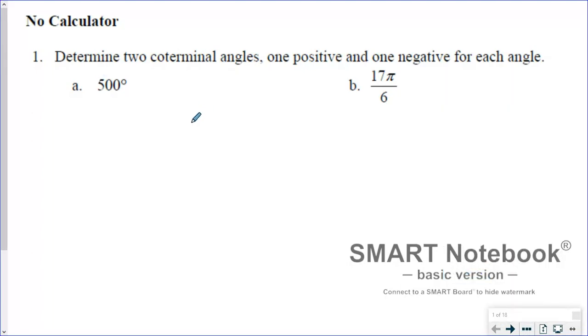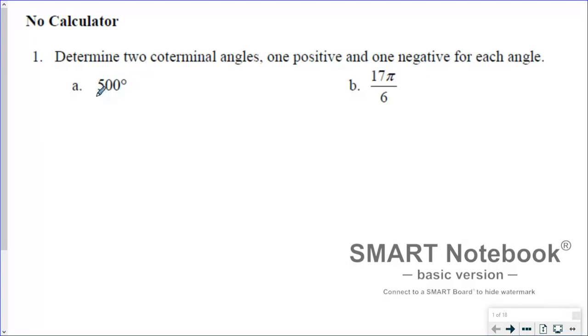All right, so number 1A, determine two coterminal angles, one positive and one negative. Remember for coterminal angles, all you have to do is add or subtract 360 degrees for degree measure and 2 pi for radian measure.